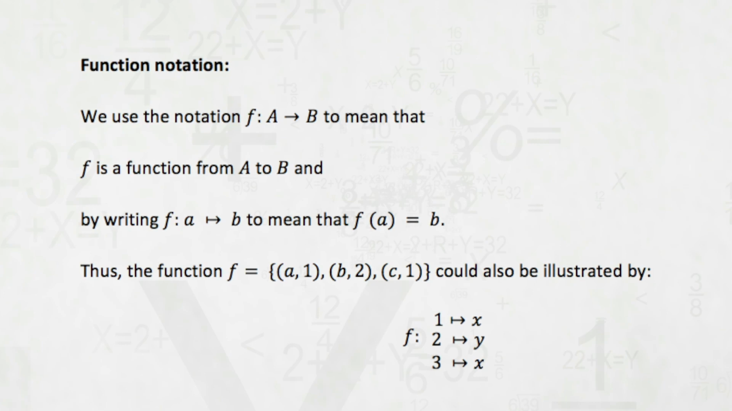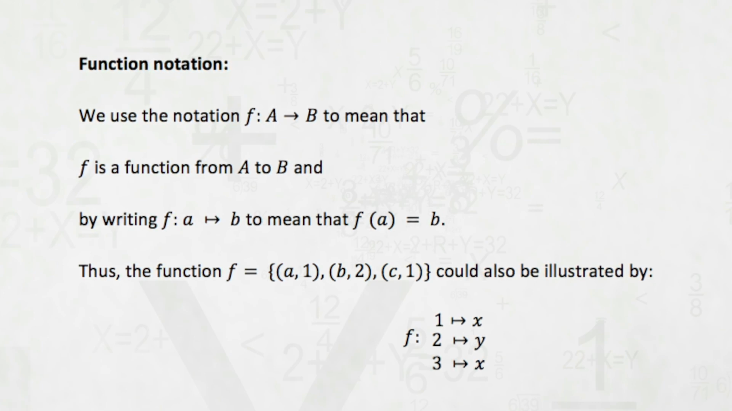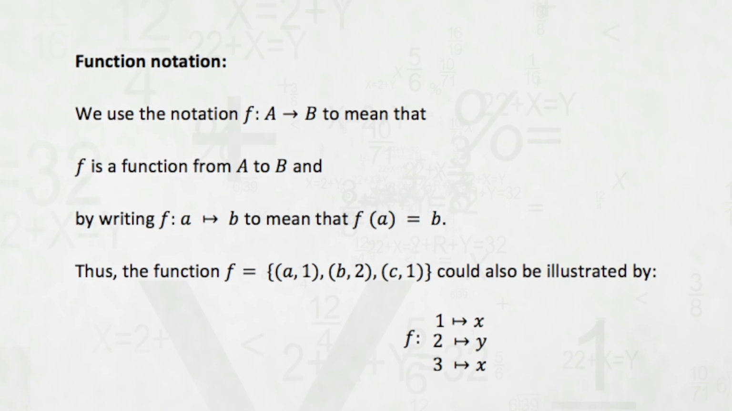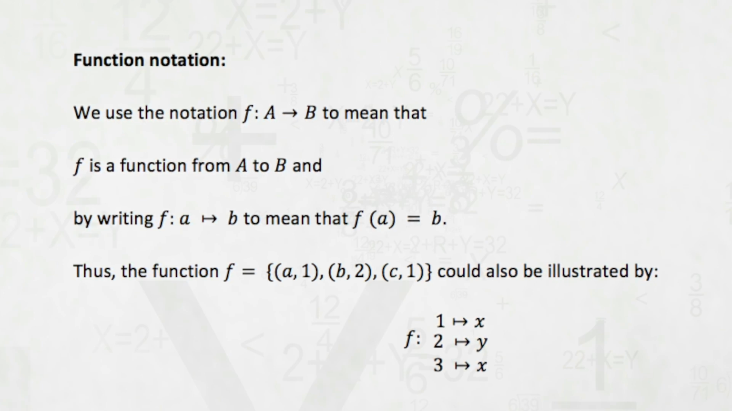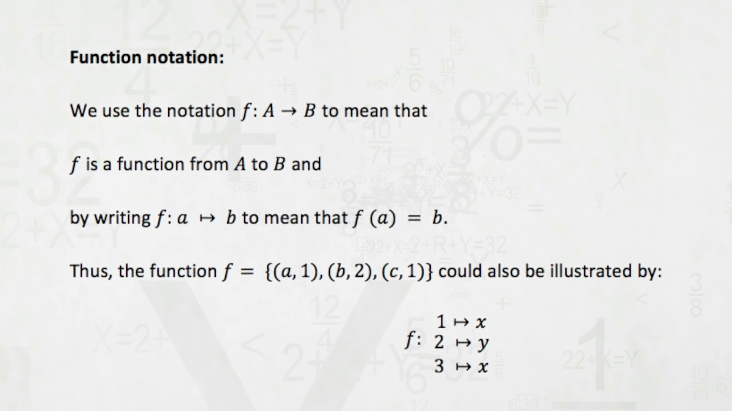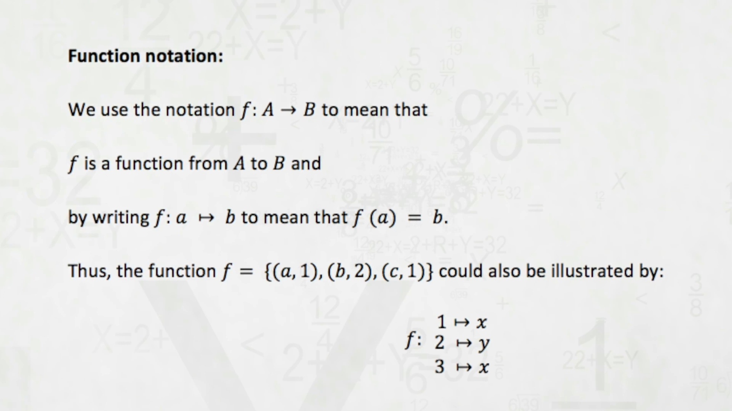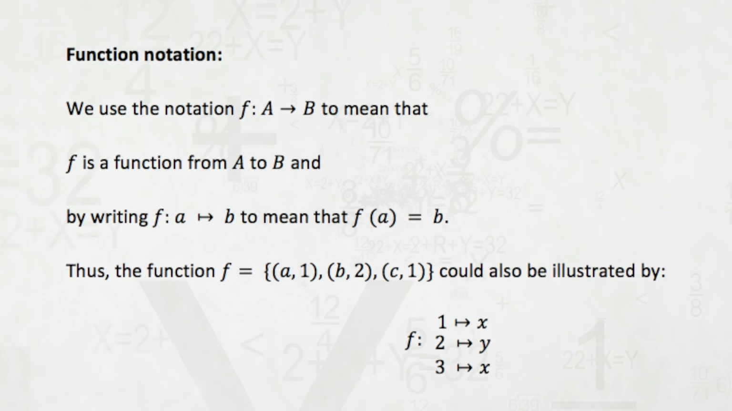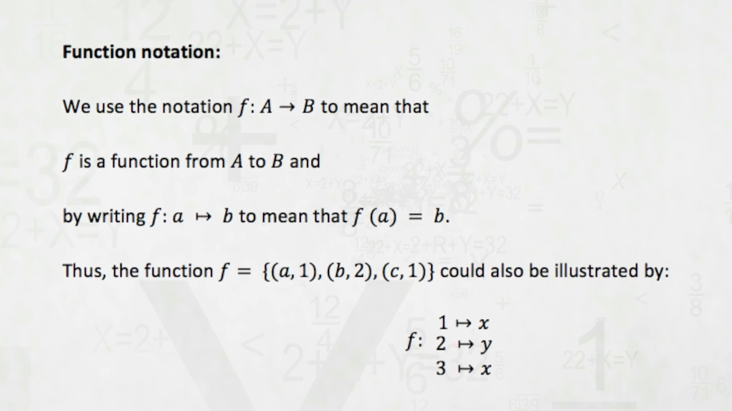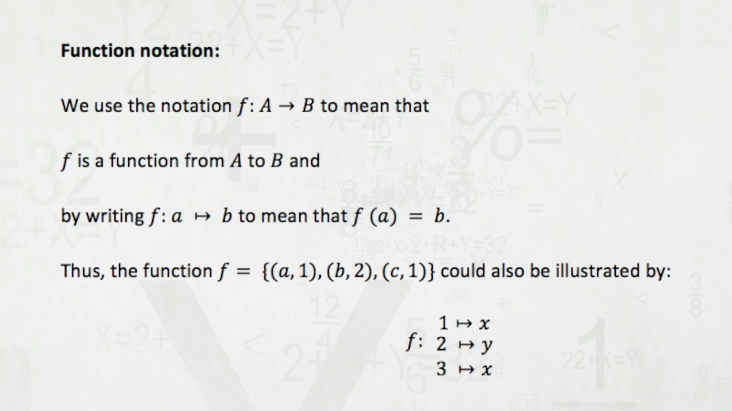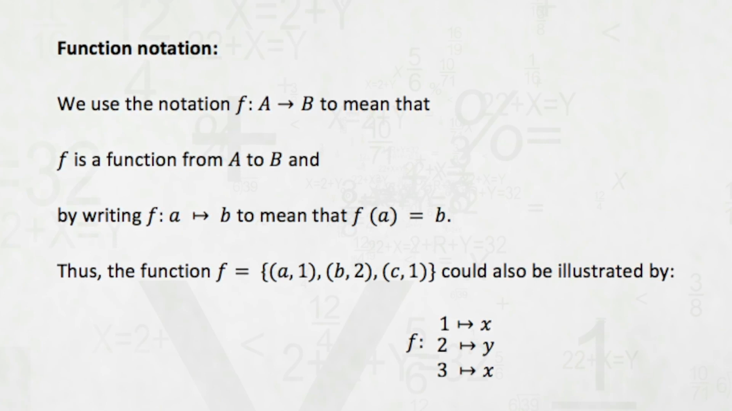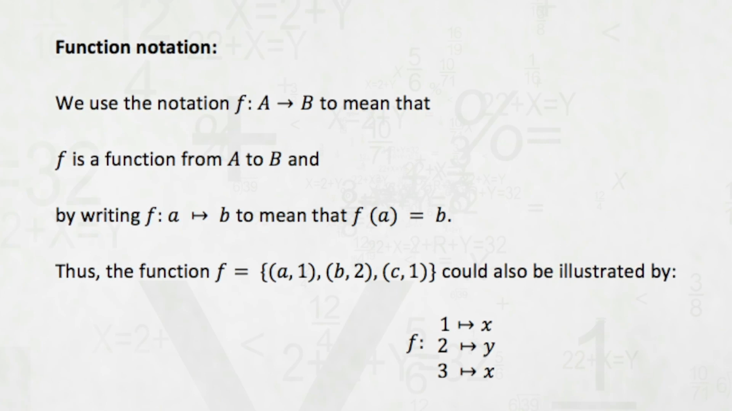We use the notation f: A → B to mean that f is a function from A to B, and by writing f: a → b to mean that f(a) is equal to b. Thus, the function f equal to the set of ordered pairs (a, 1), (b, 2), (c, 1) could also be illustrated by a function f from 1 to x, 2 to y, 3 to x.